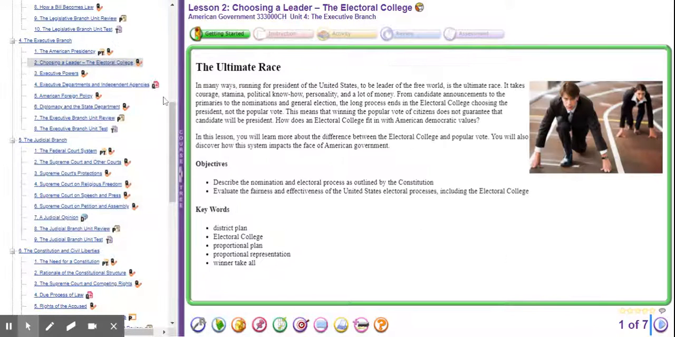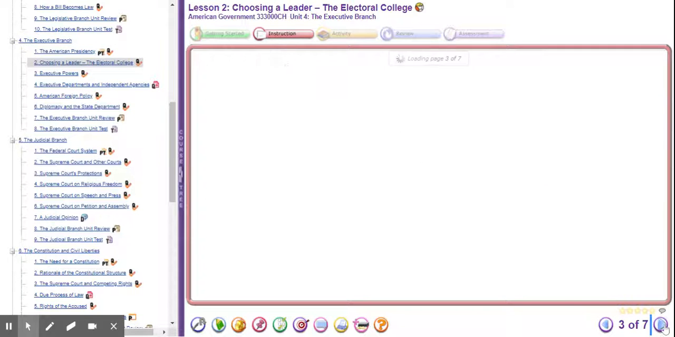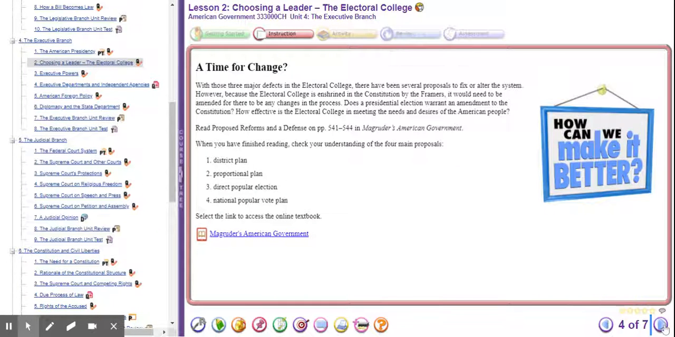Okay. Moving on to 4.2, it talks about how the presidency is chosen. It talks about the Electoral College. I would definitely read carefully through that, understand how the Electoral College works. What are some flaws in the process? What are some reasons why it was set up that way? Talk about kind of different strategies or different ways that you could modify the Electoral College that people talk about.